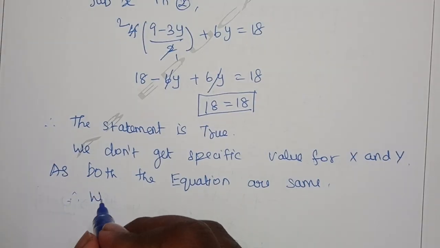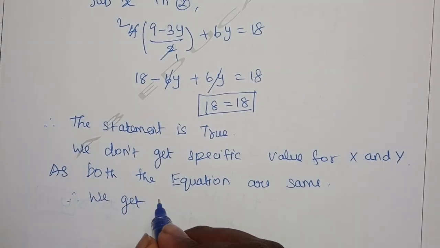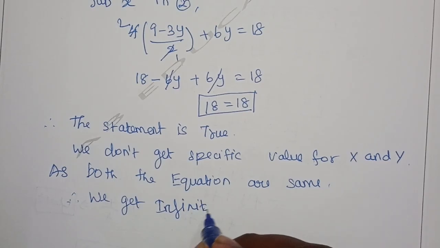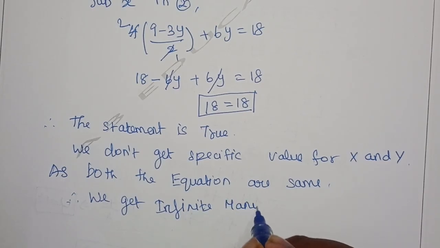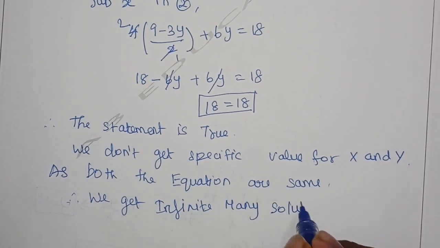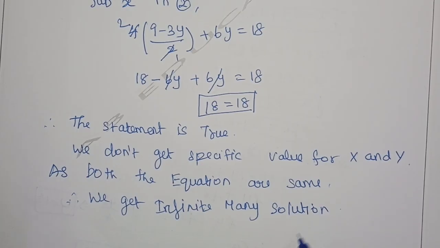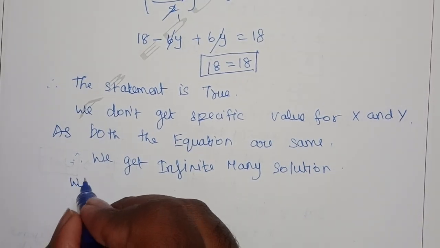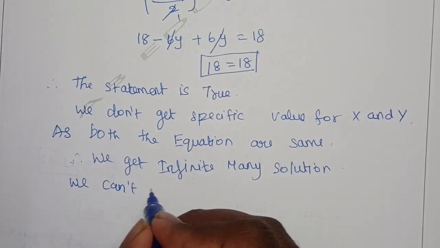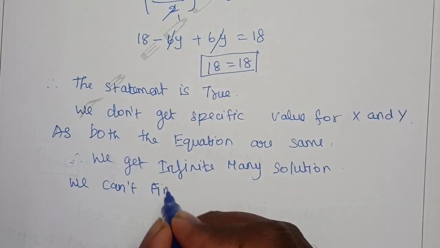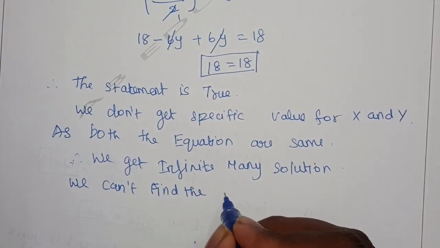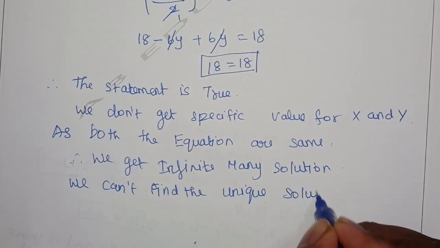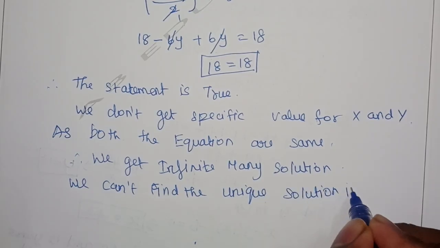Therefore, we get infinitely many solutions. Therefore, we cannot find a unique solution in this condition.